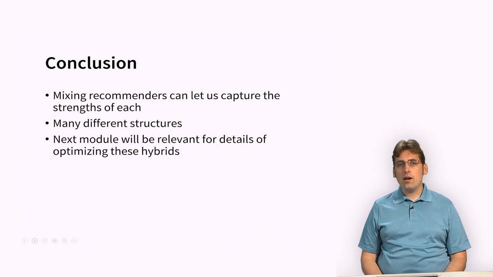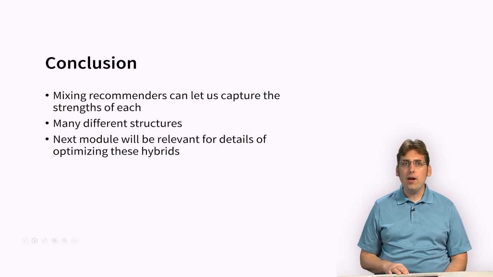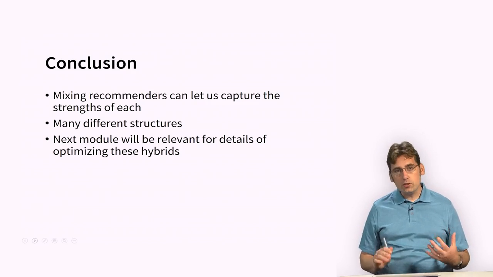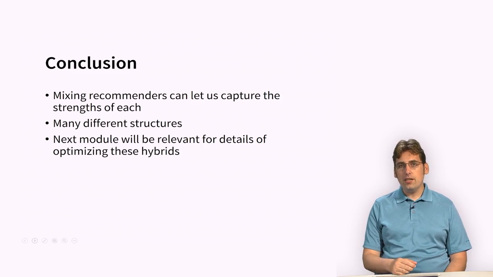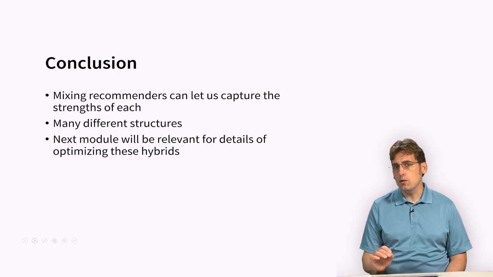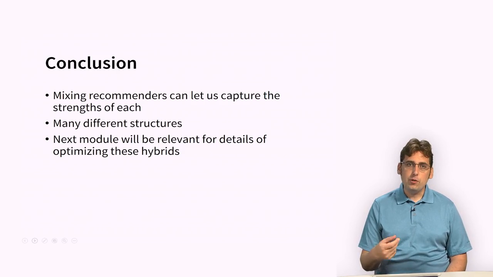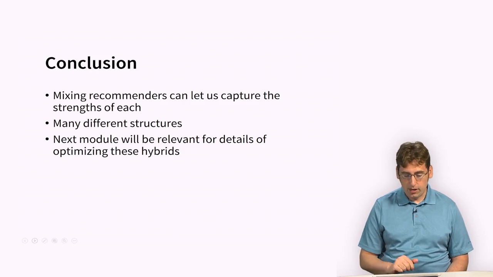In conclusion, mixing recommenders can let us capture the strengths of multiple different kinds of recommender algorithms. There's many different structures that we can do with this. And for some of the details, for example, we have this linear recommender. We need to find weights. The next module is going to be very relevant for the details of optimizing those weights and actually computing the correct or the best values to use in our hybridization strategy.